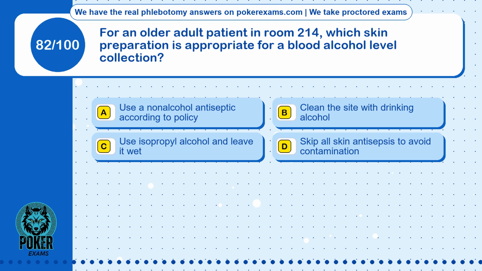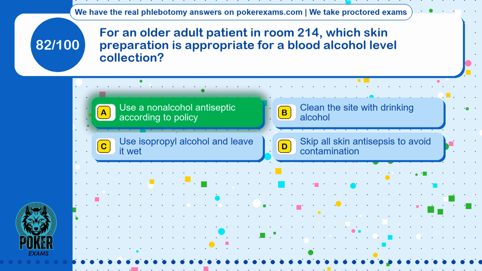Question 82. For an older adult patient in room 214, which skin preparation is appropriate for a blood alcohol level collection? Option A. Use a non-alcohol antiseptic according to policy. Option B. Clean the site with drinking alcohol. Option C. Use isopropyl alcohol and leave it wet. Option D. Skip all skin antisepsis to avoid contamination.